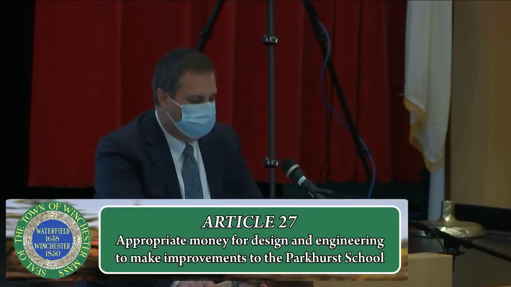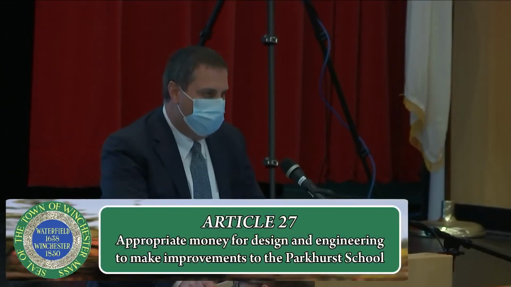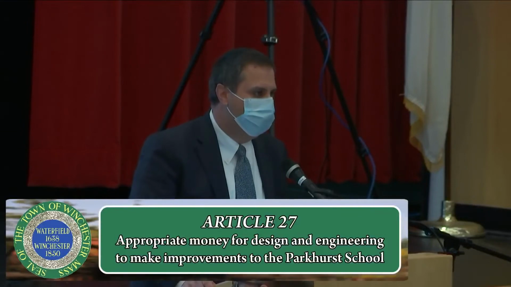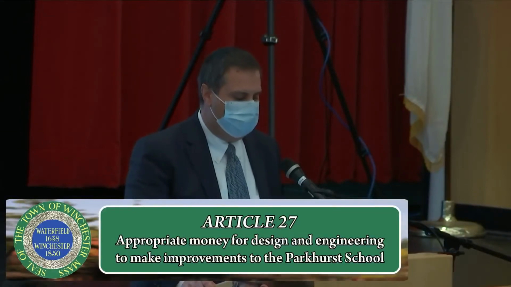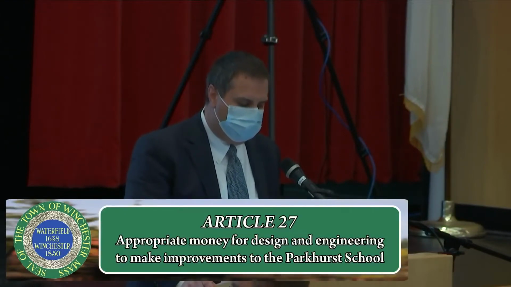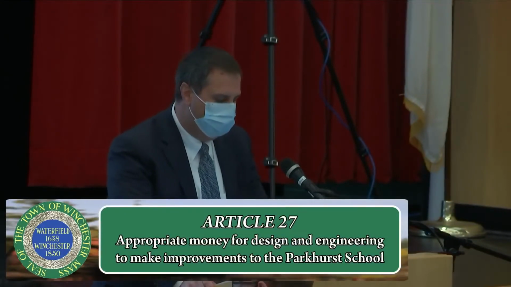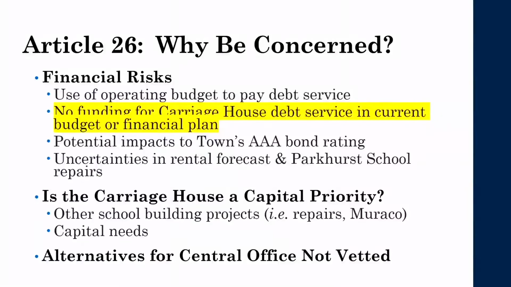Is the Carriage House a capital priority? As you've heard from the Capital Committee and you've seen the report, there are significant capital needs in this town. Other school buildings, repairs to several of our schools, and the Morocco Project. Alternatives for the central office, besides what you've seen tonight, which is the preferred option if Article 26 should fail, have not been vetted.